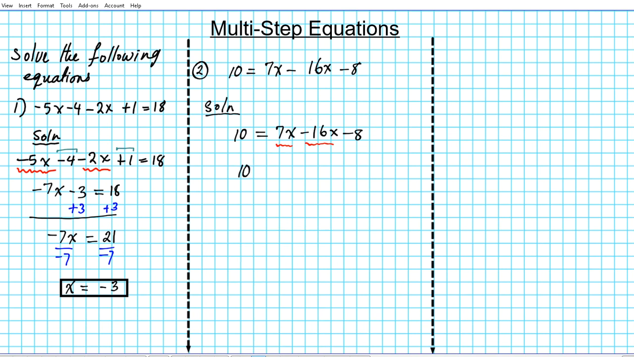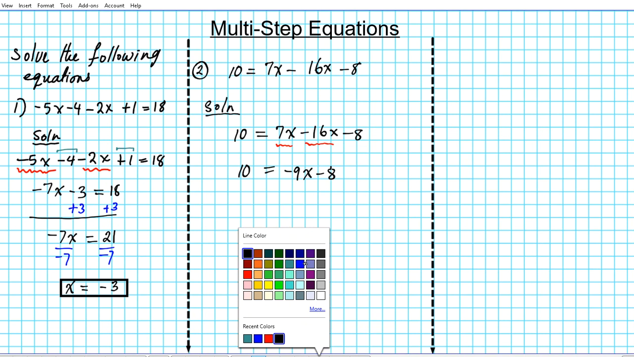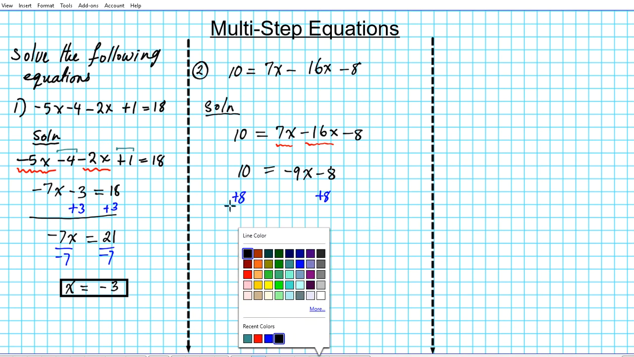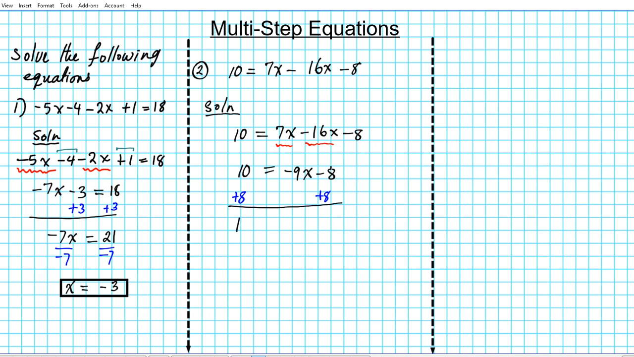Let's combine those. So we have 10 equals negative 7x minus 16x. You add the two numbers and keep the sign. That's negative 23x minus 8. Alright, let's go ahead and get x isolated. We can do this in two steps. First of all, we add 8 to both sides. We'll have 18 is equal to negative 9x.